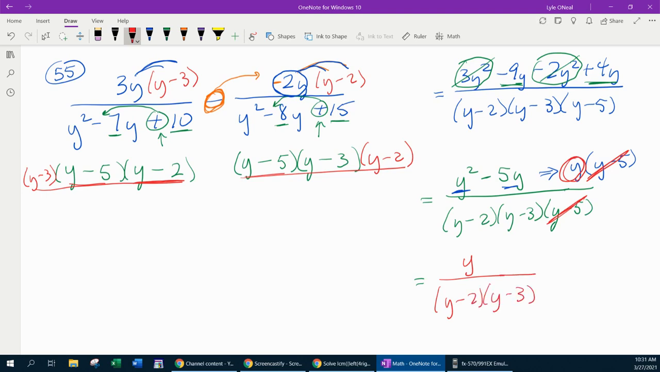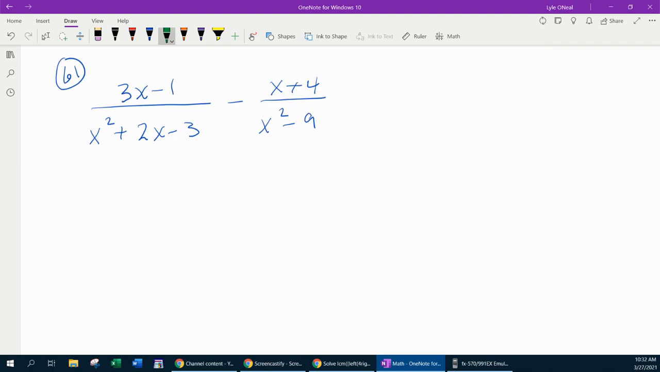So these fractions, when you add or subtract rational expressions, they have to be reduced to lowest terms. They have to be simplified completely to get full credit. And finally, if you were wondering when are these examples ever going to end, this is it. This is our last example for this lesson.